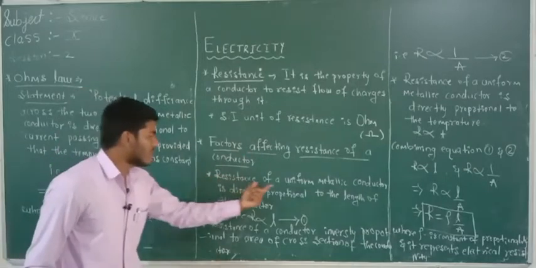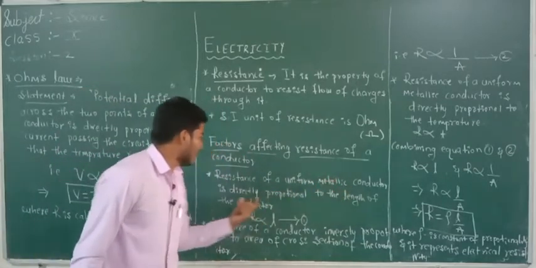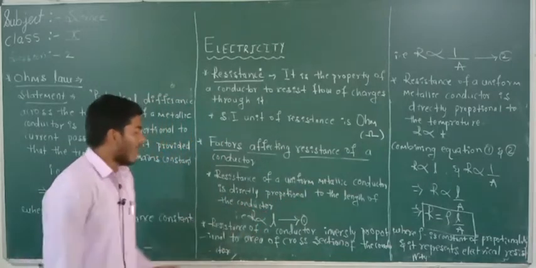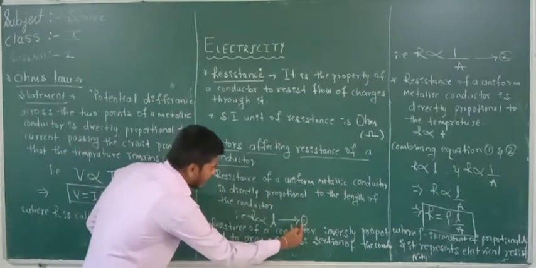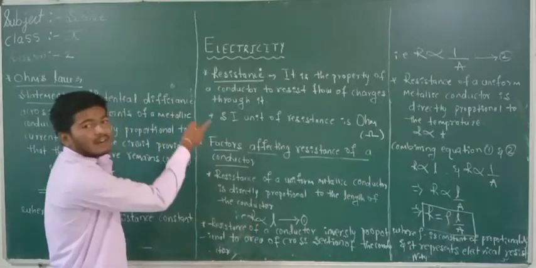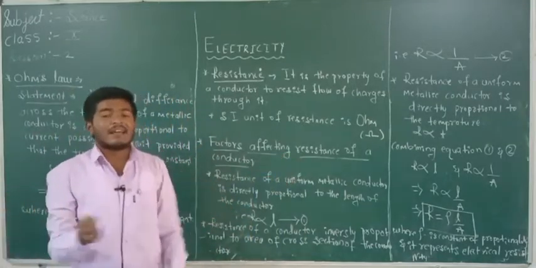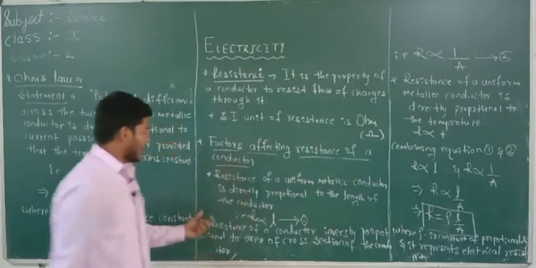So the resistance of a uniform metallic conductor is directly proportional to the length of the conductor. As the length of the conductor increases, the resistance also increases. As the length of the conductor decreases, the resistance decreases.